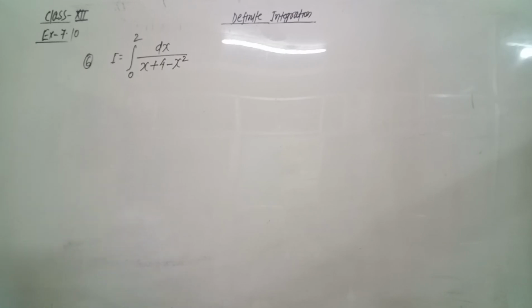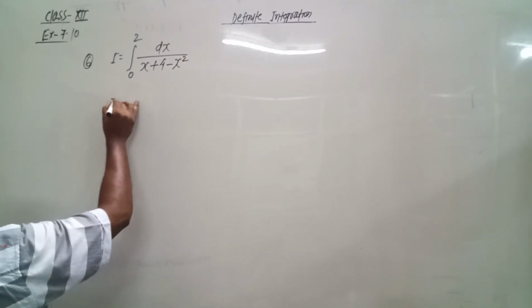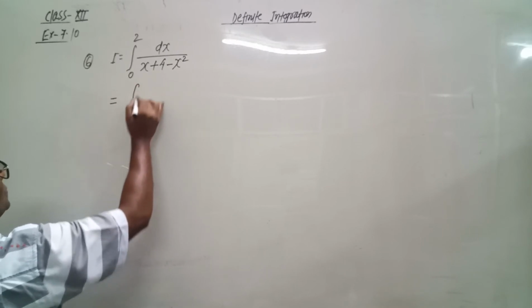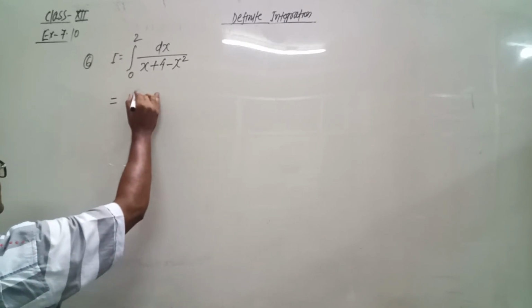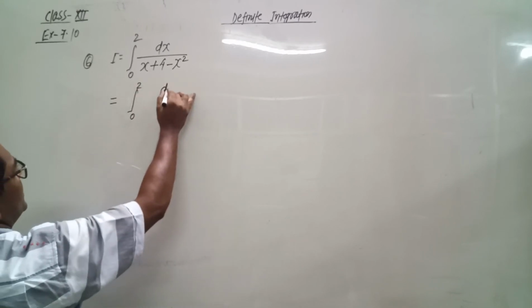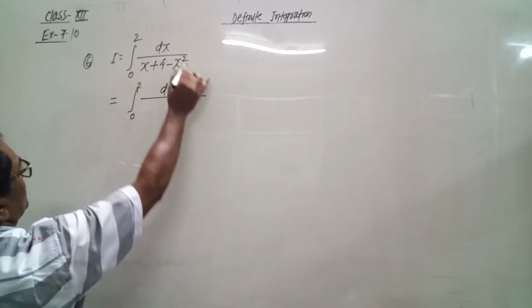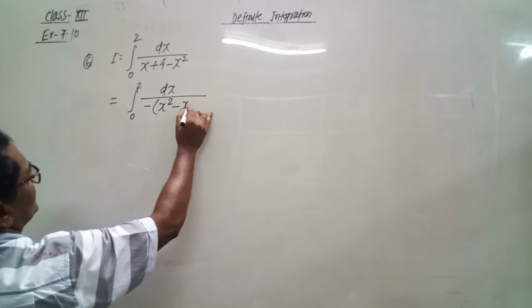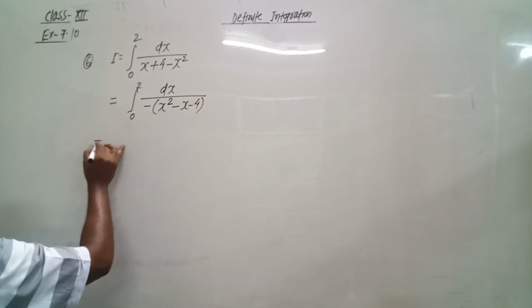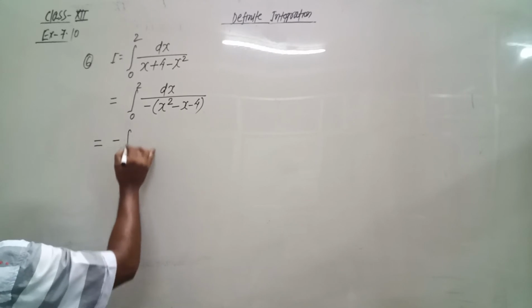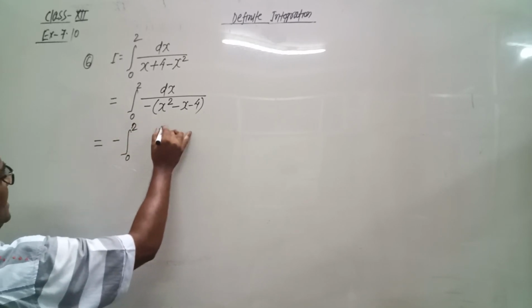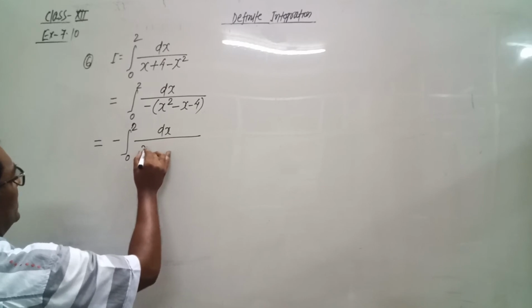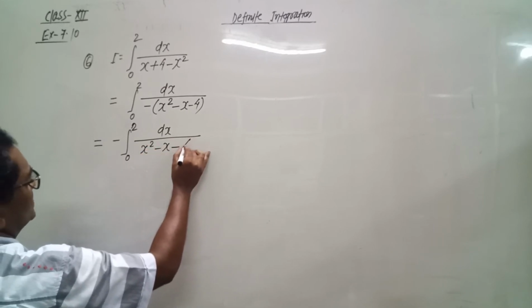Here the term containing x square is negative, so we'll have to make it positive by taking minus as common throughout. So integration 0 to 2 dx upon, inside, from the whole term we take minus as common. So we get x square minus x minus 4. This minus is taken outside. So minus integration 0 to 2 dx upon x square minus x minus 4.